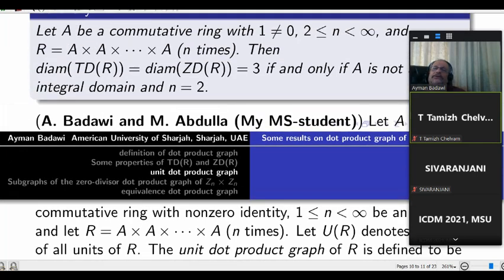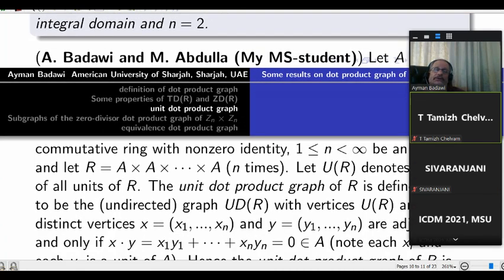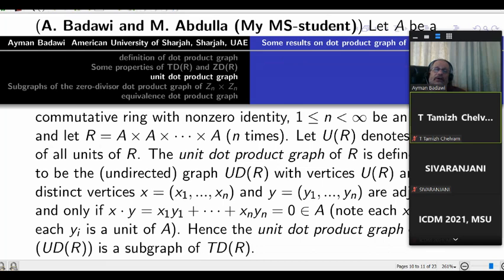Remember, we studied the total dot product, the zero dot product. What about the unit dot product? In the same setting, if you take R to be n copies of A, and you look at the units of R, then we can define the unit dot product. So my vertices now are units in the ring R.